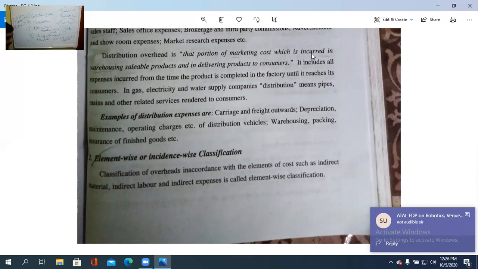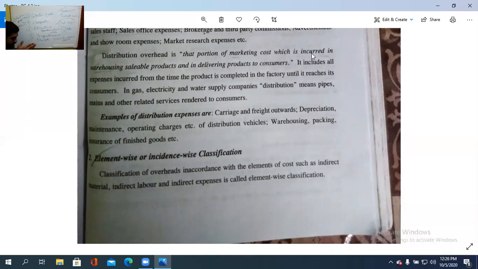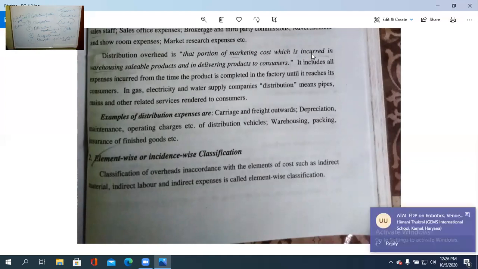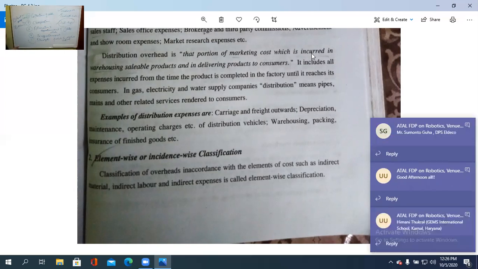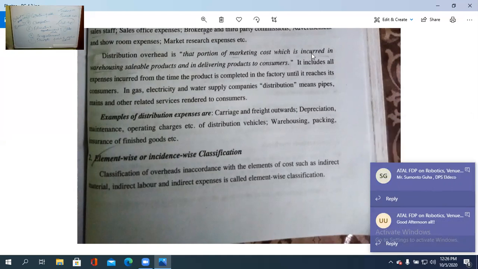And also distribution: after the production process is over, until it reaches the hands of the consumer, whatever expenses are indirectly incurred all constitute the distribution expenses. So function-wise classification: production or works overhead, administration or office overhead, then selling and distribution overhead.